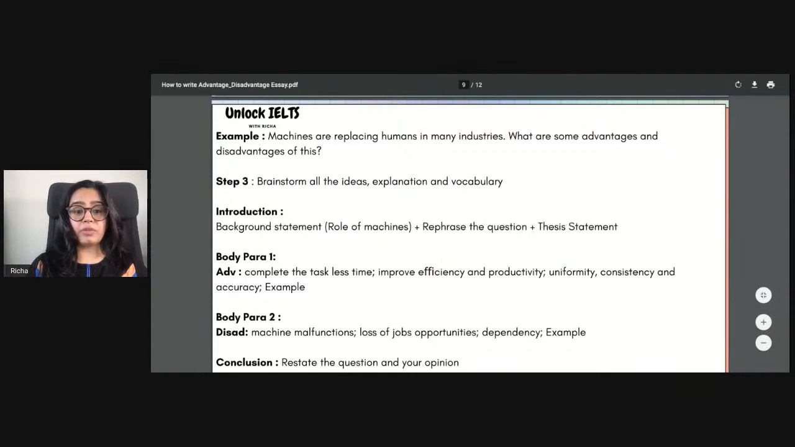Now comes body paragraph two. What ideas can I think of for the disadvantages? Well, the first is, if any machine malfunctions, then the production or the performance is going to be hampered. There is loss of job opportunities for humans. We will be dependent on machines for every bit of work. And then further, I could include an example in that. And lastly comes the conclusion, wherein I am restating the main points which I discussed in the essay and the opinion here, if I have any.